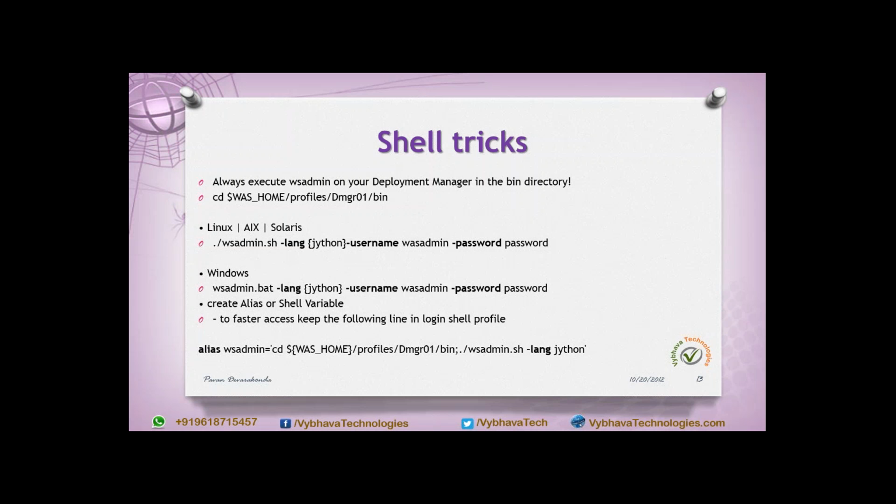Aliases are shortcuts. So alias is used for doing multiple commands on one line. So if you see the last line in this slide, alias wsadmin, when I type this one, it will go to the dmgr bin directory, and then it will execute the wsadmin shell, and it is going to give the option as Jython. So these two things it is doing: changing directory to that particular dmgr bin directory, and then executing the wsadmin shell with the Jython option.